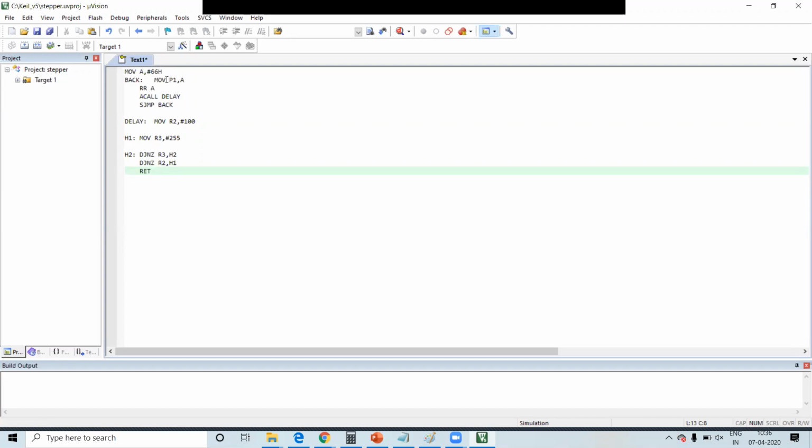Now A is copied to P1. You can use any one of the ports, no issues. Then rotate the accumulator 1 bit to the right. Then call the delay. This delay is required so that you can observe the stepper motor actually rotating and you can count the number of rotations. If you do not have the delay, then it rotates so fast that it is not possible for you to count the number of rotations.